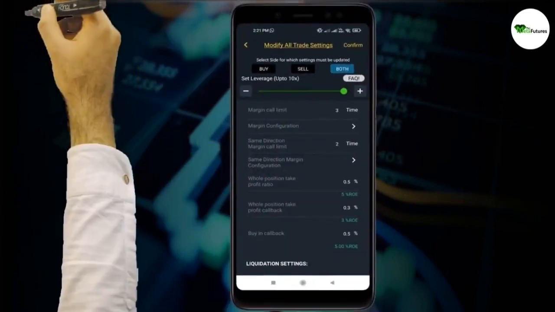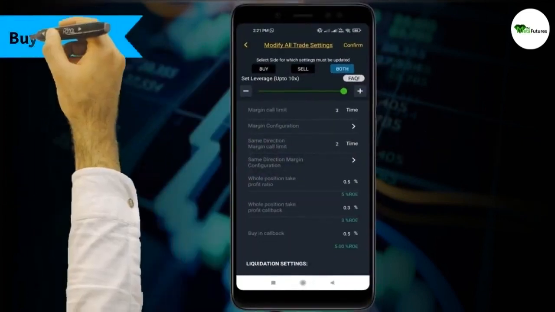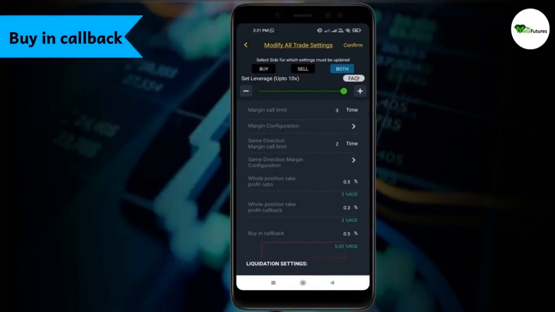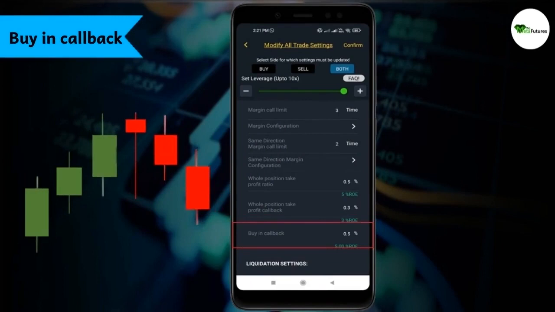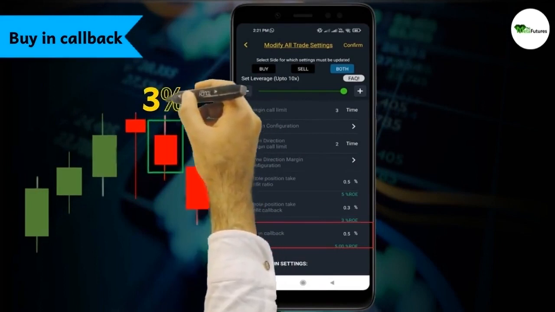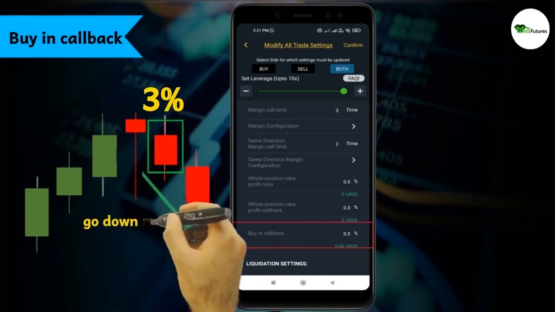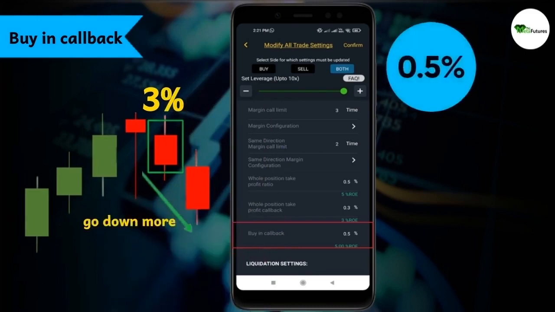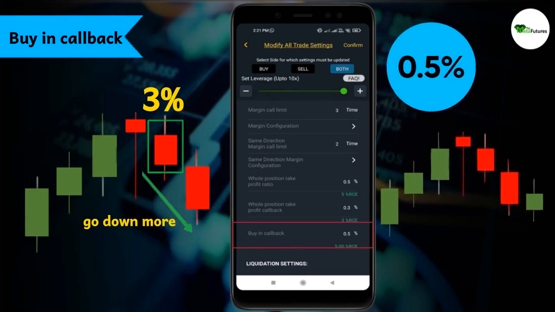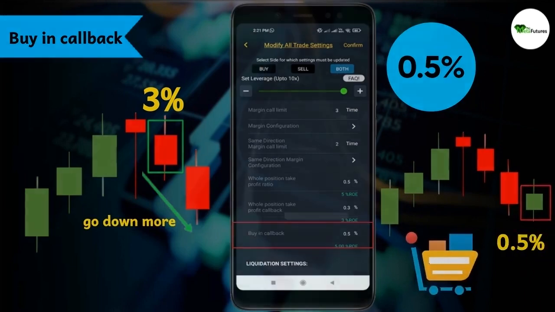Next is buy-in callback. It's the maximum callback the trade gets to reorder at the maximum price possible. Suppose that the trade is going down. You have set the first buy call at 3%, so when the trade will go down by 3%, then the bot will buy a trade. But there is a possibility that the trade will go down more. As I have entered 0.5% value in buy-in callback, when the trade will go up by 0.5% value, then the bot will buy a trade.